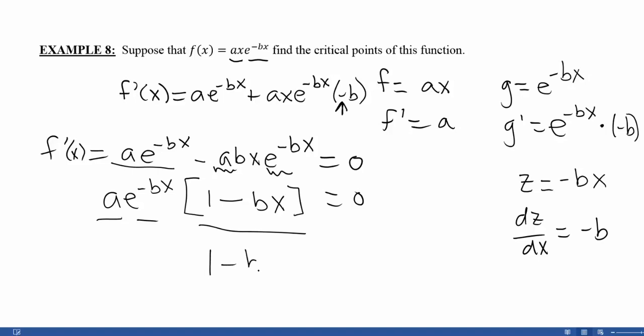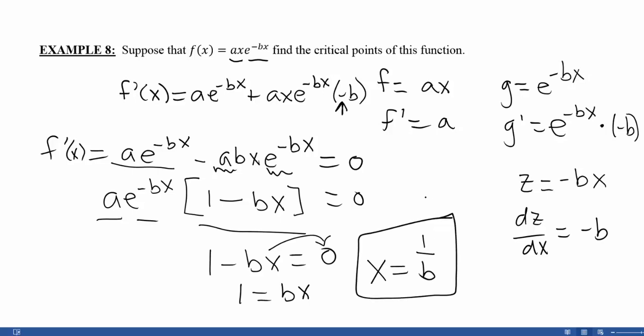So if I set that equal to 0, and remember, x is my independent variable, so that's what I'm trying to solve for, I have 1 equals bx if I bring that term to the right. So that tells me that x has to be equal to 1 over b. So even though I don't know what a and b are, I know that the critical point is at 1 over b, because I solved this in general with constants as placeholders. So this function has one critical point, and it happens at x equals 1 over b.